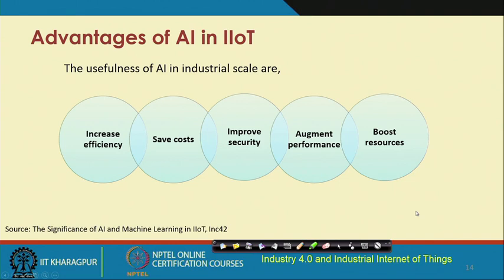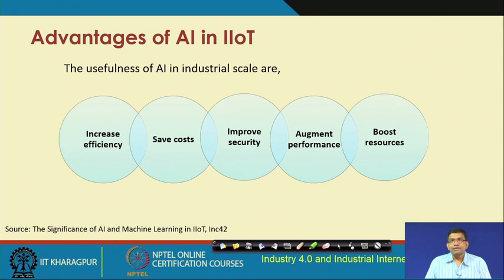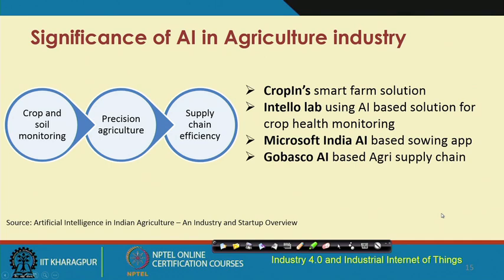So, there are different advantages of AI in IIoT. The usefulness of AI at the industry scale is to increase efficiency, save costs, improve security, augment performance, and boost up resources in the industries, resources of all kinds, as I said in a previous lecture before. So, boosting up all kinds of resources, tangible, non-tangible, human resources, and so on. All kinds of resources could be boosted up with the help of AI at the industrial scale. So, AI has found use in different industries.